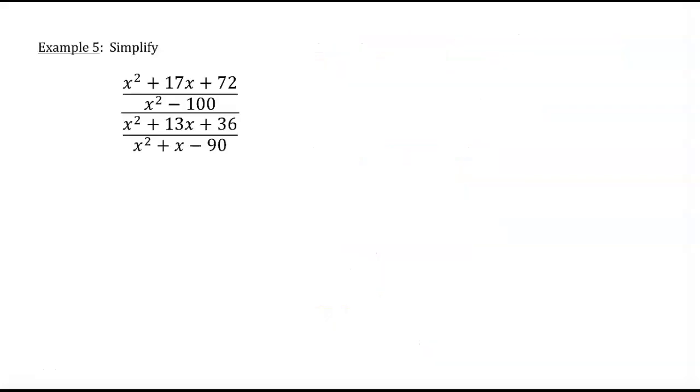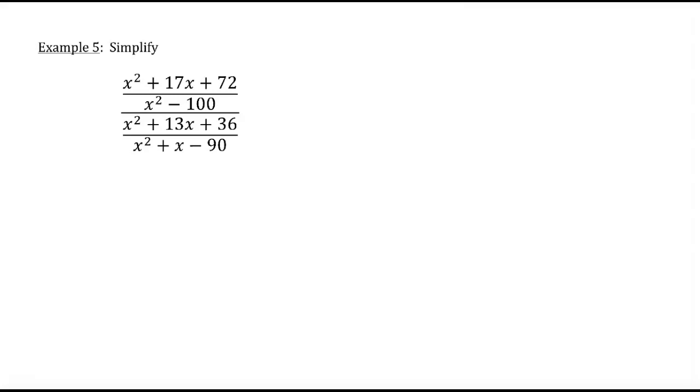In this final example, notice that we simply have one fraction in the numerator and one fraction in the denominator. So this is equivalent to dividing two rational expressions. In fact, we could simplify this using our methods from previous sections. But let's go ahead and find the least common denominator and learn how to use that method here.